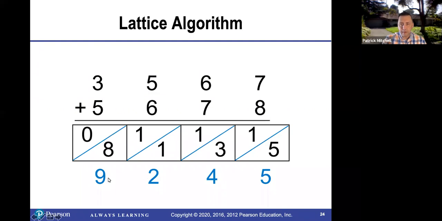And then to get these numbers on the bottom, you add diagonally, going this way. So 5 is just 5. 1 plus 3 is 4. 1 plus 1 is 2. 1 plus 8 is 9.